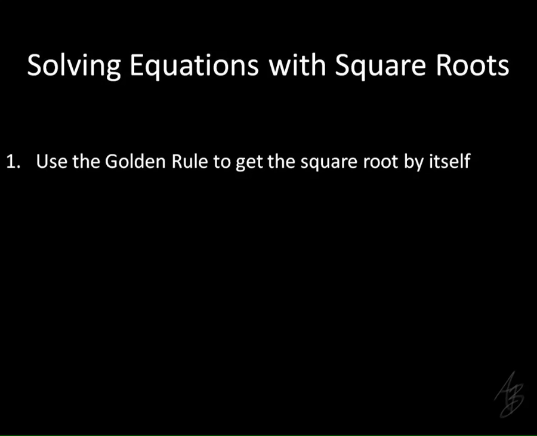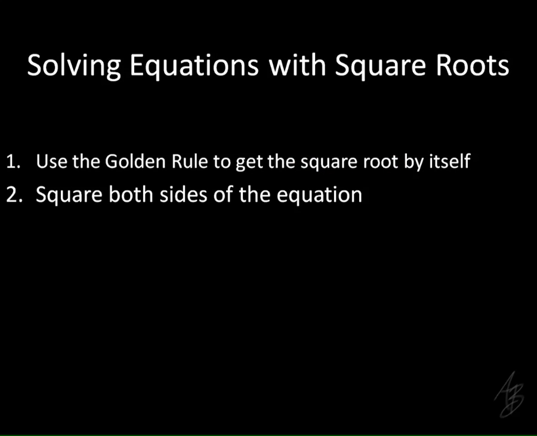So the goal here in this first step is not to get the variable by itself, but it's to get the square root by itself. And we did that in the opener. Atlas did it in his opener where he added 2 to both sides, or added 3 to both sides to get the square root of d by itself. So the first thing you're going to do is get the square root by itself. Once you've done that, then you're going to square both sides of the equation.